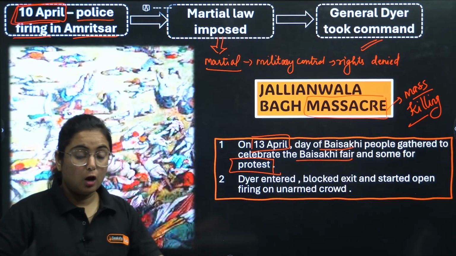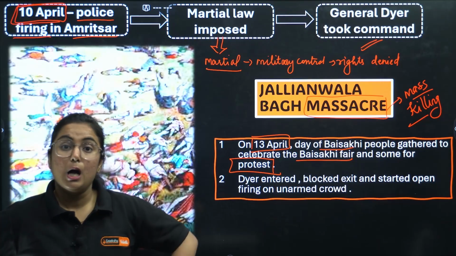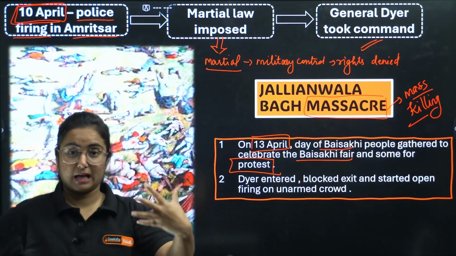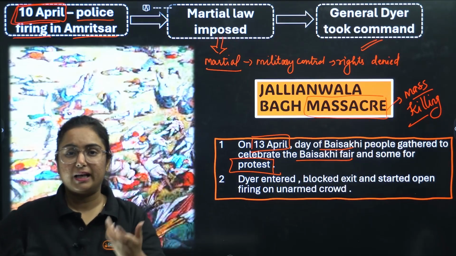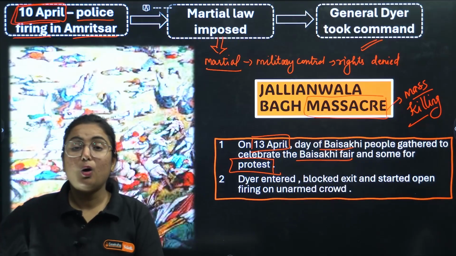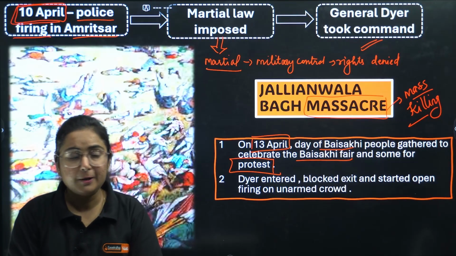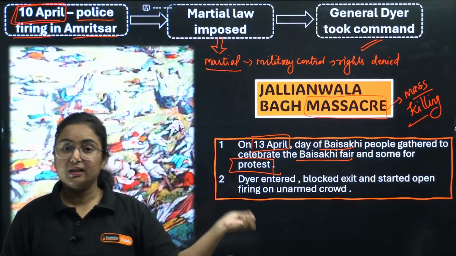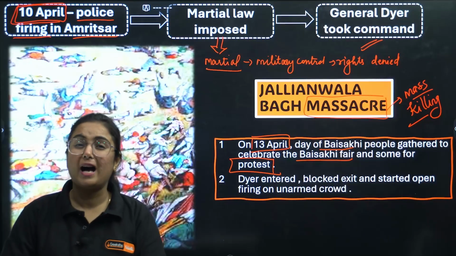Now Dyer got this news that people were gathered in the area where martial law was imposed and he was the commander. So some superiority came into his mind. He just entered that Jallianwala Bagh, blocked the only exit. Like, I get goosebumps whenever I talk about it, right? So Dyer entered that area, blocked that only exit and started firing.